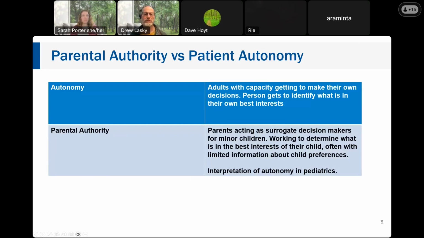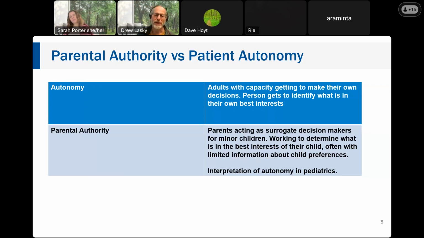So, parental authority versus patient autonomy. And again, when we talk about autonomy in ethics, we're typically looking at that with respect to individual adult patients with the capacity to make their own decisions. The person gets to identify what is in their own best interest and really only needs to consider themselves. They may have other outside influences that change those decisions, but again, they're really focused just on who they are, what has meaning to them, and what they're looking for with respect to outcomes.